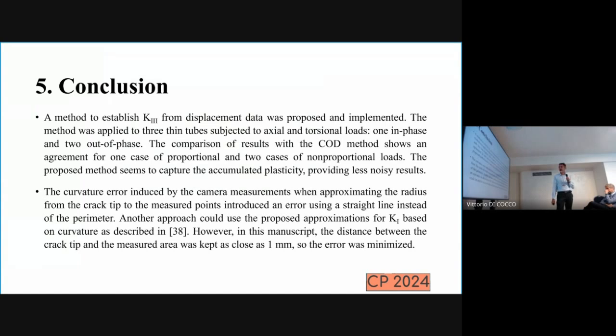Also, because the samples were curved, we used the radius as a straight line, approximately the distance in a straight line, and that would cause an error. We tried to keep that error small by using the data area as close as possible to the crack tip, to minimize the curvature error.